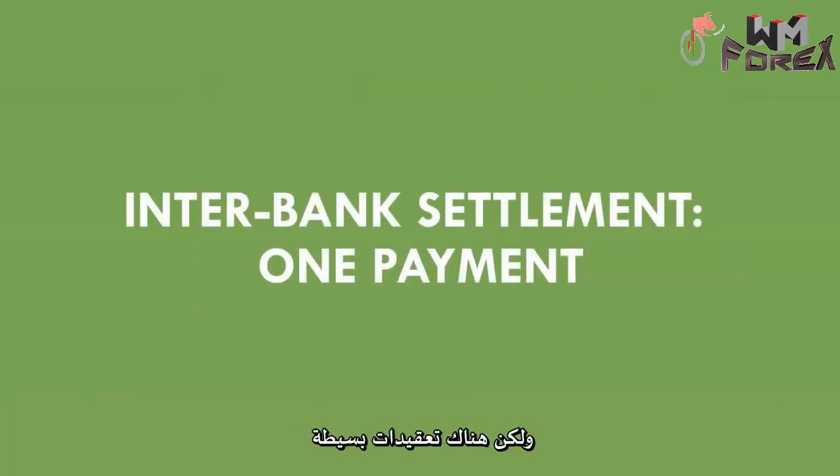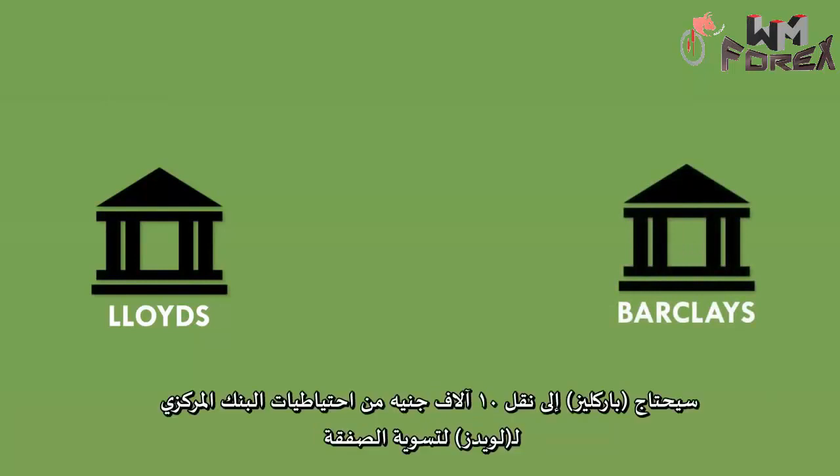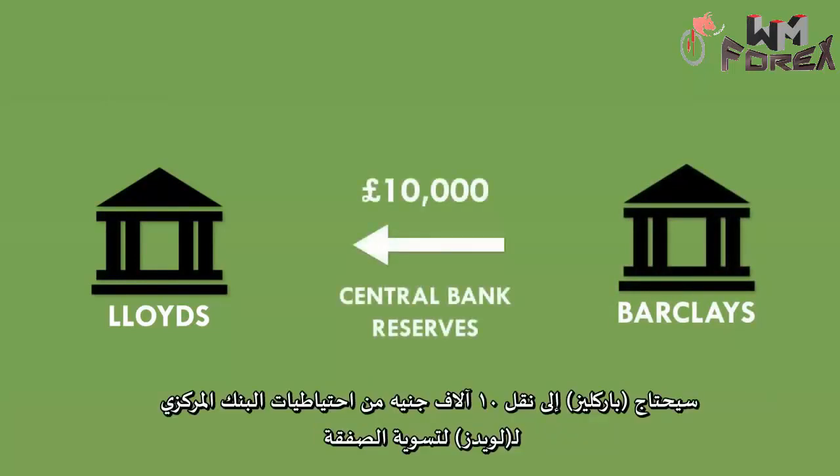But there's a small complication. What happens if Robert goes and spends the new bank-created money with a shop that has a bank account with a different bank, say Lloyds? If this happens, then Lloyds will want to see £10,000 of real money from Barclays. Barclays would then need to transfer £10,000 of central bank reserves to Lloyds to settle the transaction.